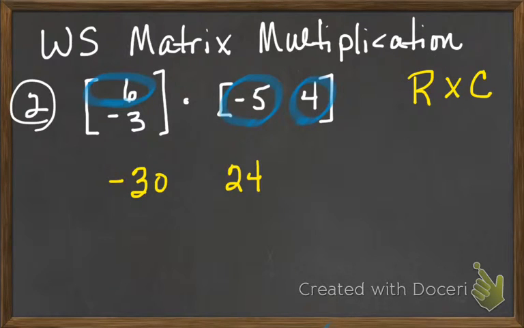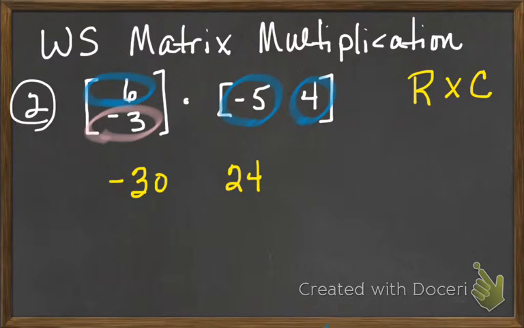And then we move to the next row. So the next row has only one number in it. It's -3, so I do second row times the first column, that's -3 times -5, that's 15. And now you have to think about where you're going to write that. Since you're multiplying with the second row, then you write in the second row of your answer.